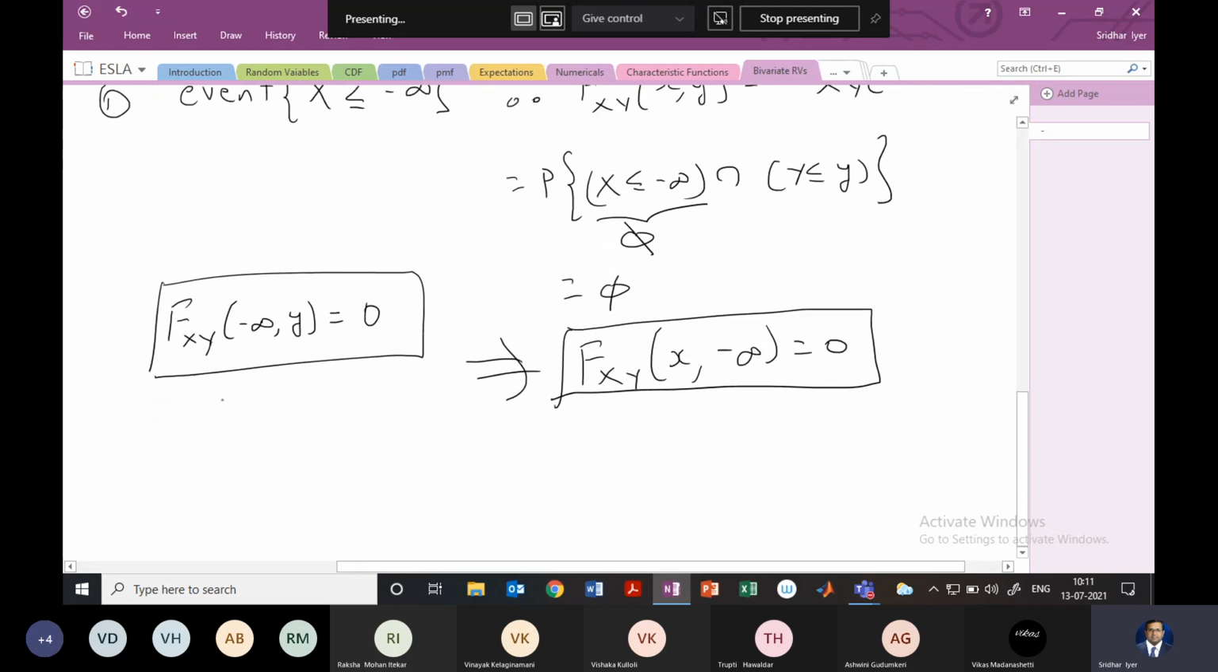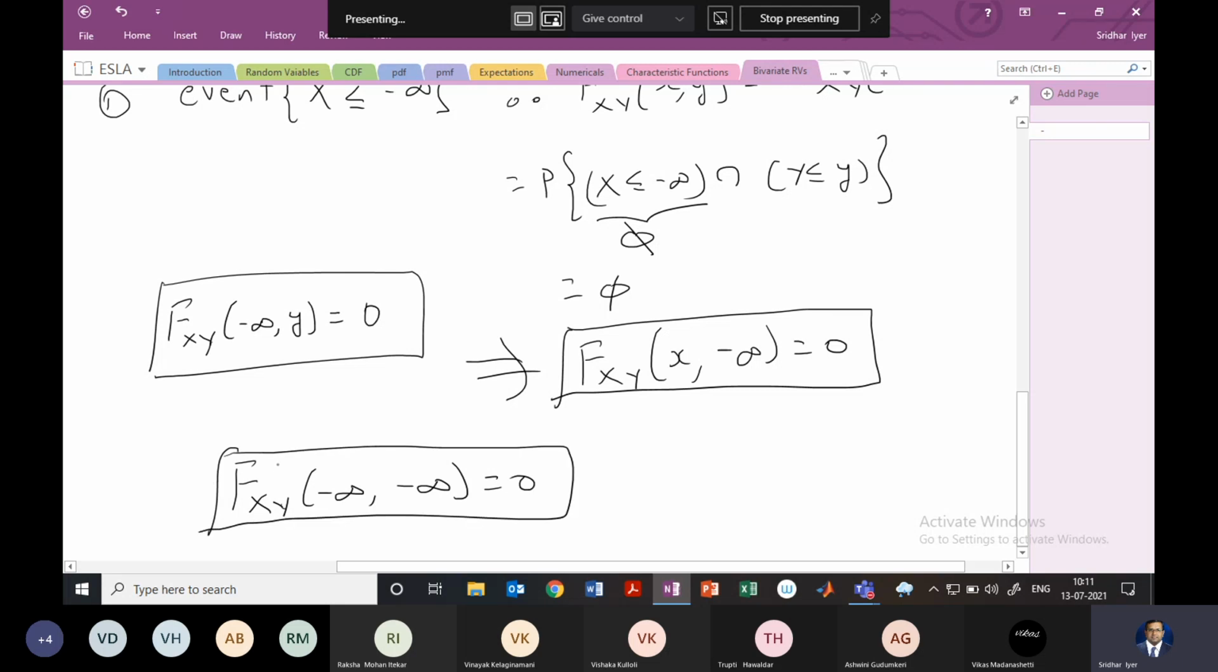Similarly, if both x and y are minus infinity, so if I have Fxy of minus infinity comma minus infinity, that also is going to be 0, because both the events are going to be null events, right? So these three in the box are very important properties, because these will help us in solving some numericals. Usually we will not encounter numericals which will require this property, because we do not want to deal with null events. Okay, but it is important, so I'm just going to put a star here.